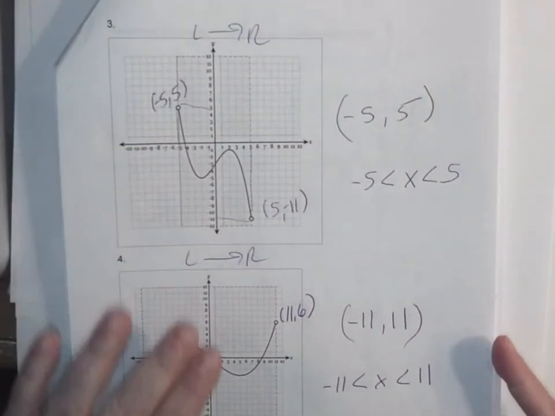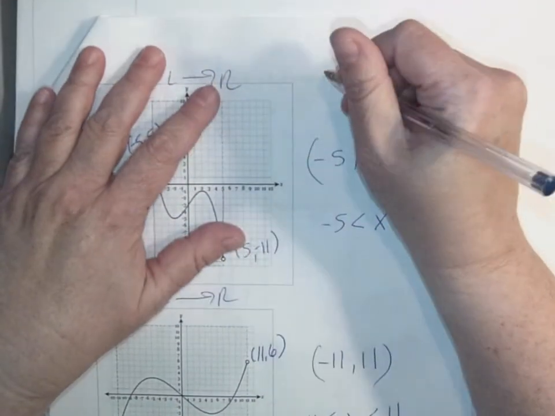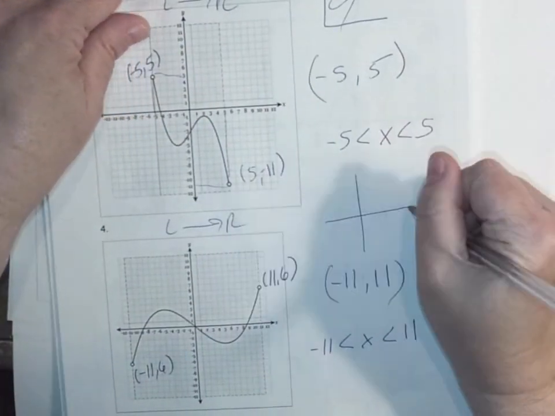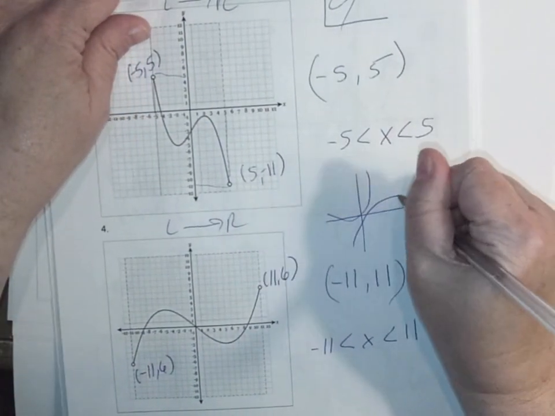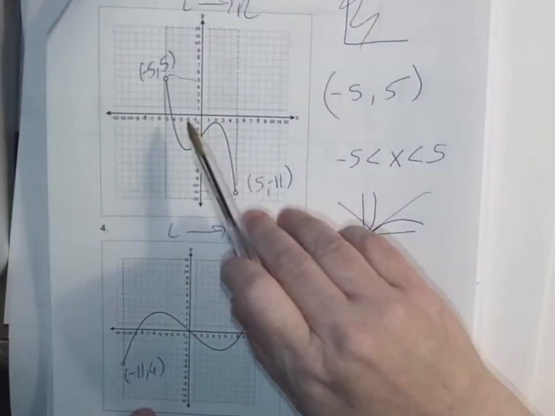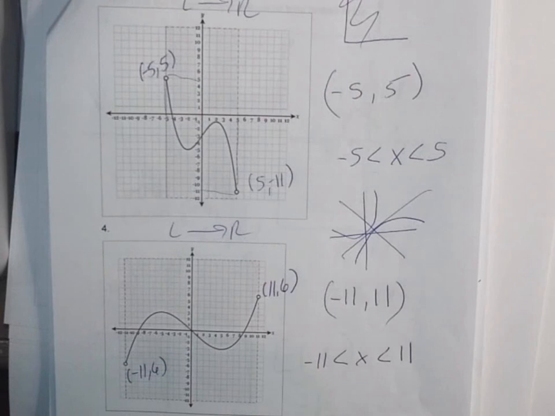These are the type of graphs that would be on the test. I know that Delta Math has some weird ones that look like this. Those graphs would not be on this exam at all. It's just going to be graphs that look similar to this.